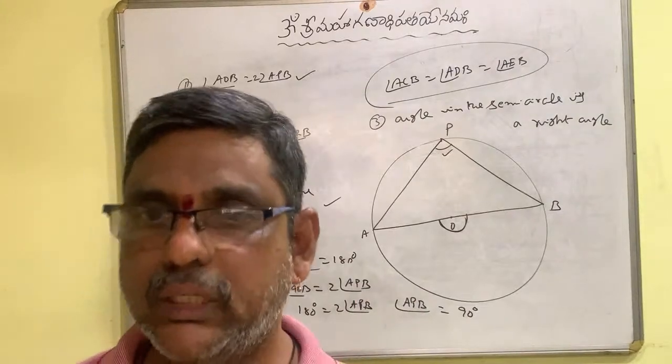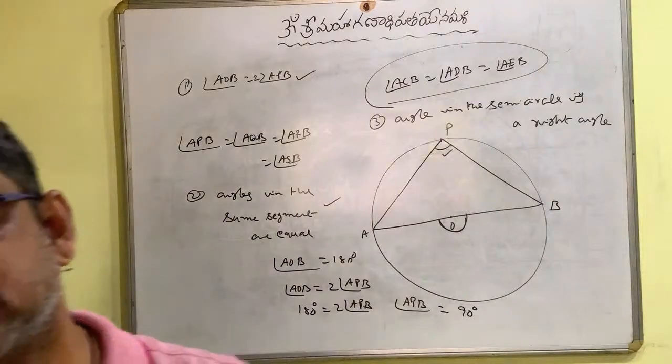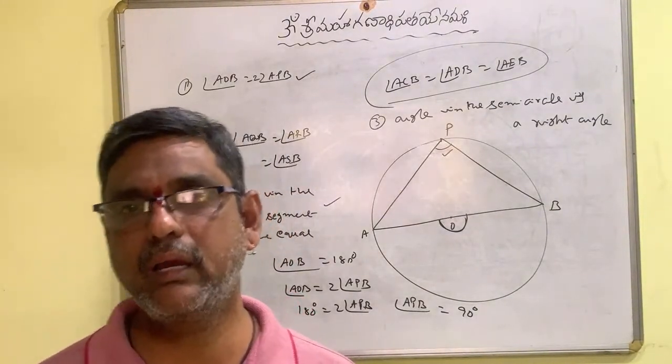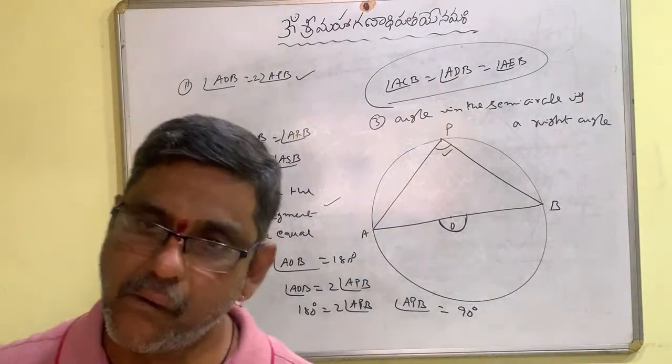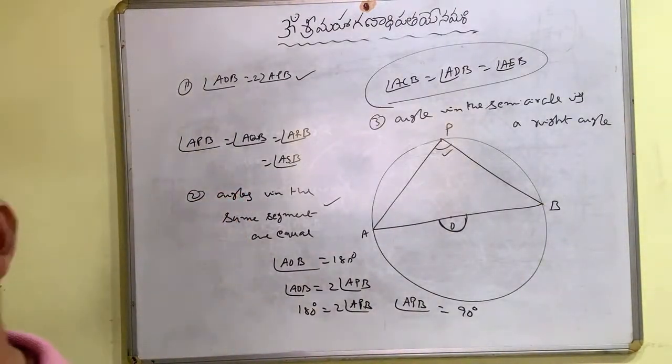Okay, so that's all for today. We'll continue the lesson tomorrow in the class. Okay? There is one more property called the cyclic quadrilateral property. We'll see it tomorrow, then we'll solve the problems tomorrow in the class.